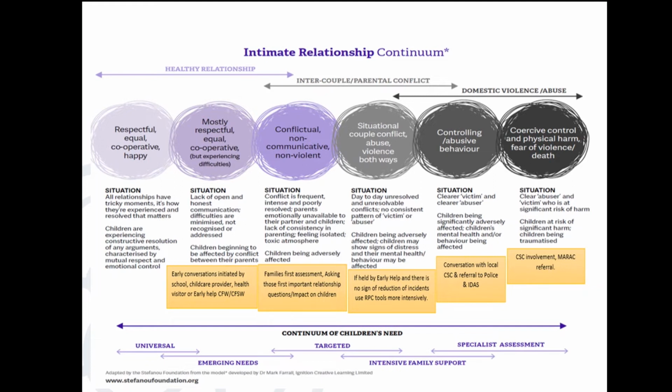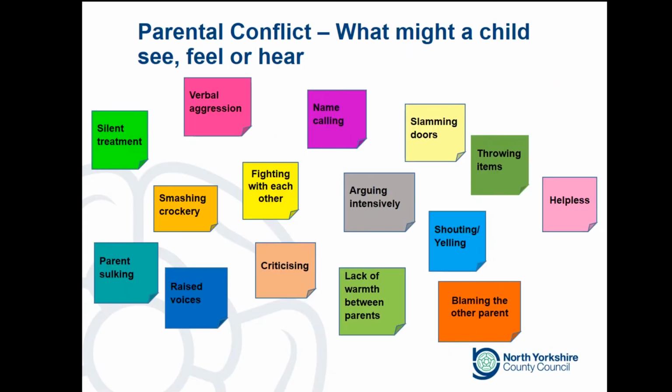Children may again be used as a weapon and feel shame or scared, and their mental health and behaviours are very much affected. And then we get into the height of the domestic abuse, and there's very clearly an abuser and a victim who's at risk of significant harm, and all aspects of family life are then controlled by that one parent. And again, we all know, in terms of domestic abuse, that children are then at risk of significant physical and emotional harm, and children are often traumatised by being caught in the middle of what's been happening at home. So I'm just going to show you, very quickly, different types of behaviours that children might see, feel or hear.